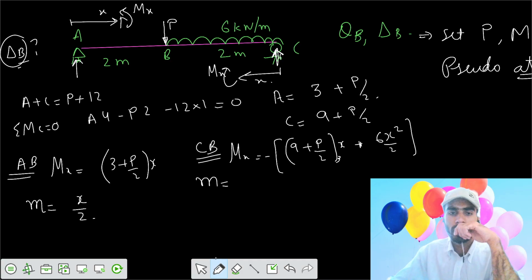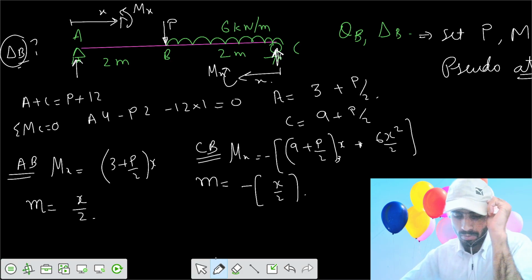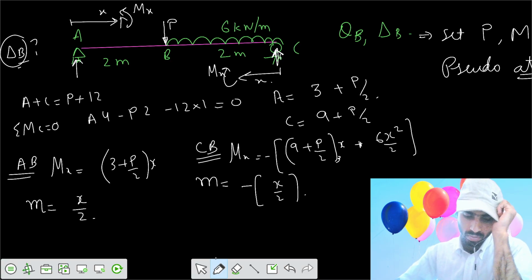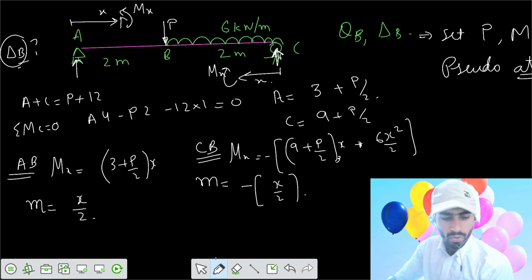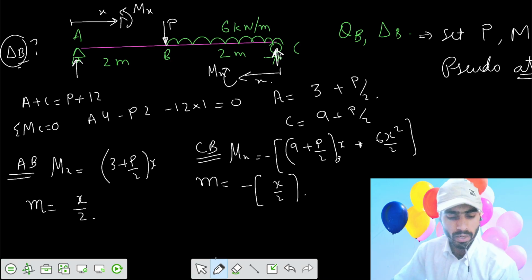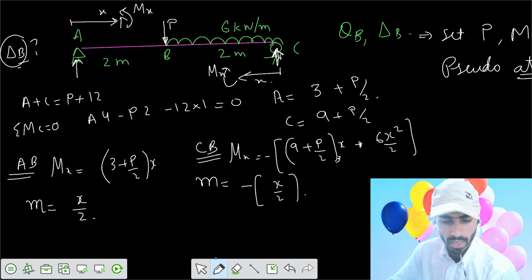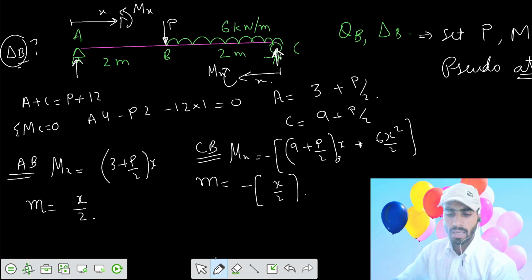That is, differentiate Mx with respect to P. Then you can get the value of minus x by 2 here also. In the first part you got x by 2, here you got minus x by 2. If you calculate, you see that the moment equation becomes M by 4. Actually the reaction is M by 4 plus 9.